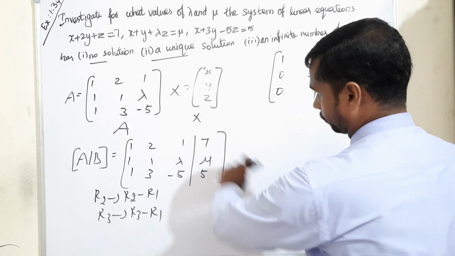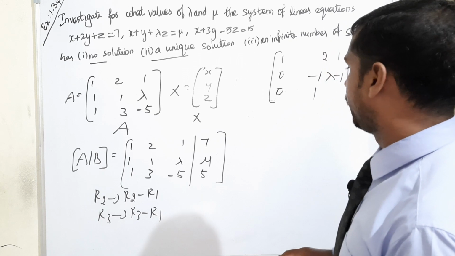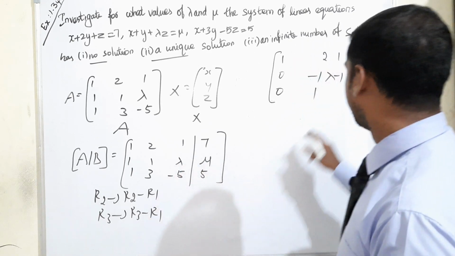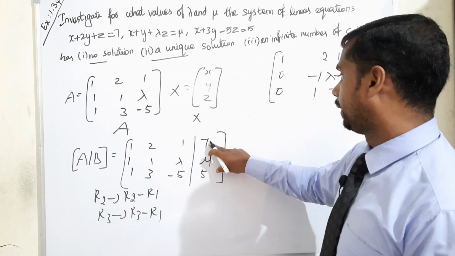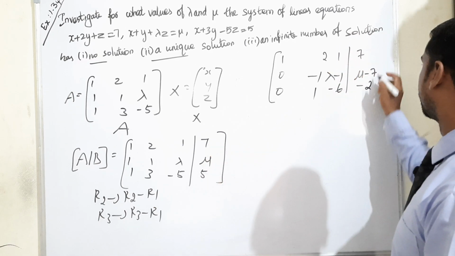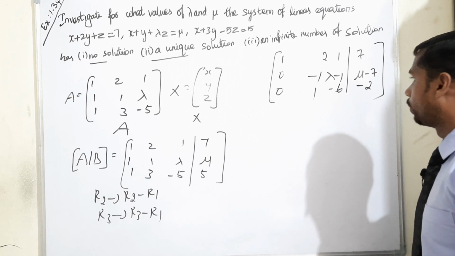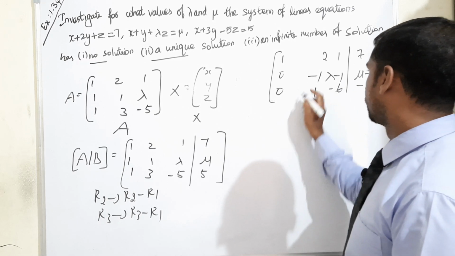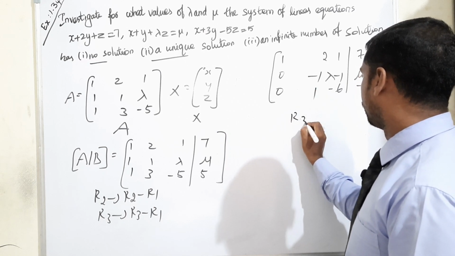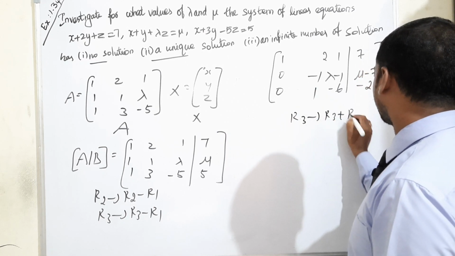Minus 5 and minus 1, isn't it? So minus 5 minus 1 means minus 6. Next condition, 5 minus 7 means minus 2. Next, what do we have to do? Very simple, listen very carefully: R3 gives R3 plus R2.